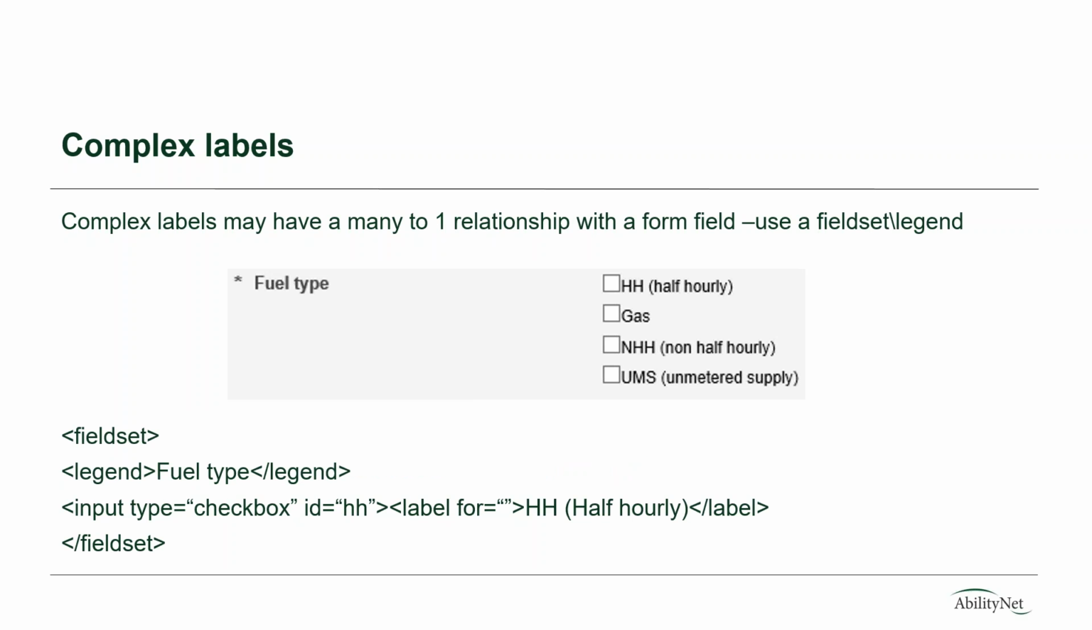For complex labels then, I mentioned that we could use a field set and legend. So how would this work? Well, we wrap the whole thing in a field set element, and we use a legend which describes the main question that we're associating with all of the input fields, in this case fuel type, and then for each checkbox we just mark it up as standard with its correct label using the for attribute and the ID attribute. So in this case, using the field set creates that association. Each of those checkboxes is now associated with two labels.